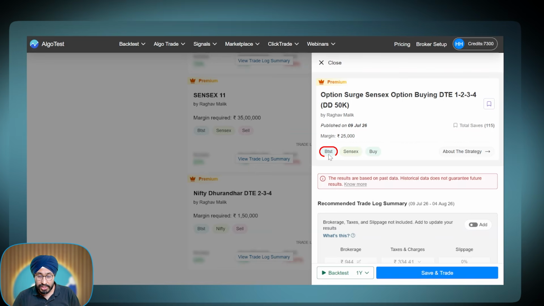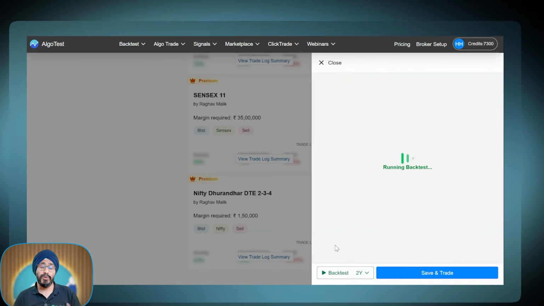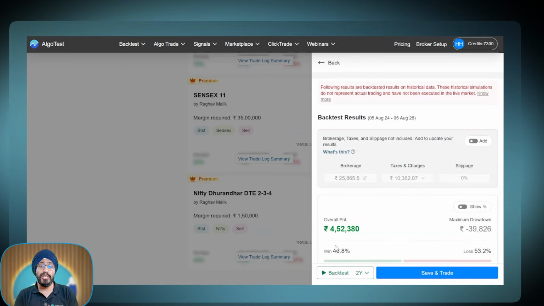So it is a BTST strategy, Sensex option buying, margin only 25,000. But hold on, is that the capital? No, not yet. Alright, so let us backtest it for the last 2 years. Why am I doing it for the last 2 years? Because in the last 2 years, the market has been range bound and there have been many changes in the option market for the traders. There was the 0 DTE, which got switched to 2 expiries a week, and now we have the CAS. So let's see how this performs.